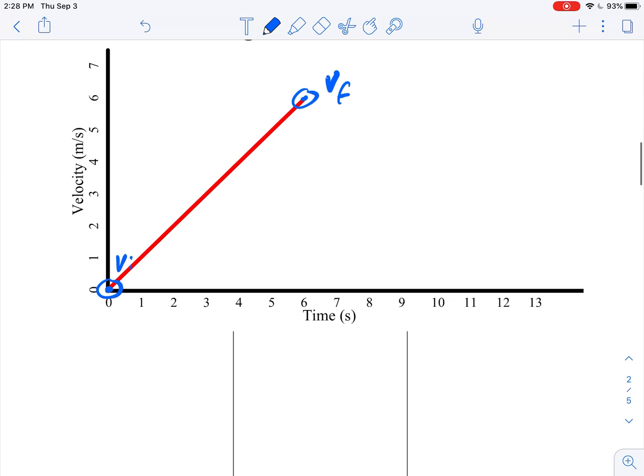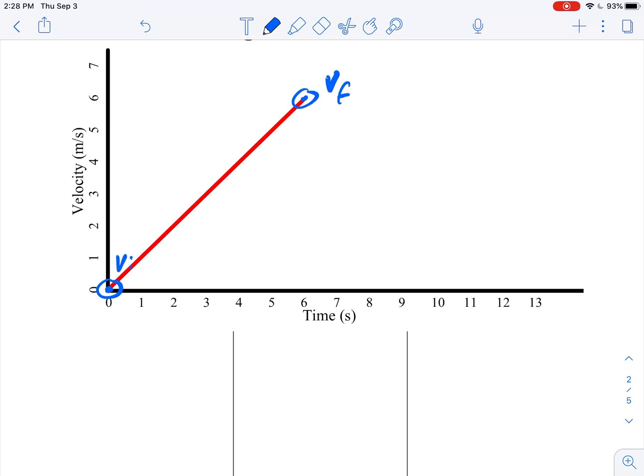The initial velocity is 0, so that just means that we start at rest. Think of it like this: if you have 0 motion, it just means you're not moving. At time 6 seconds, where we have V final, we're at 6 meters per second. So we've changed from not moving to moving. That requires acceleration. We'll come back to that.